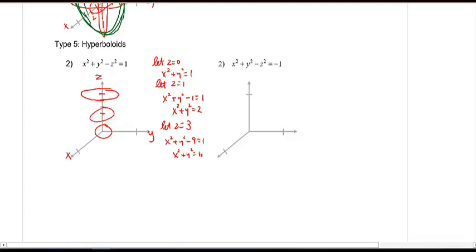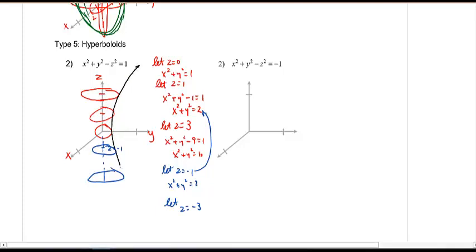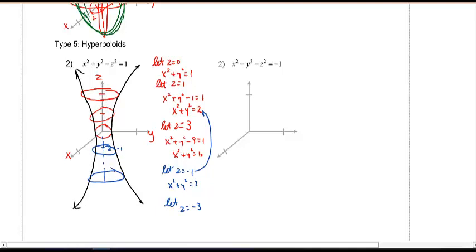And notice I could also use negative values of z. So let z equal negative 1. I'll actually get the same thing as this. I hope you can see why. So I get another one down here. Think of it as me extending this line, now it's negative, and it's like this. Similarly, if I said z equals negative 3, I'll get a similar one like that. And I hope you can see how this gets wider, like this, wider, like this. And this is what we call a hyperboloid. Kind of like an hourglass, but this extends forever.